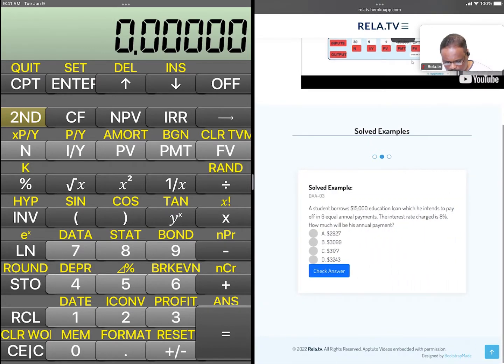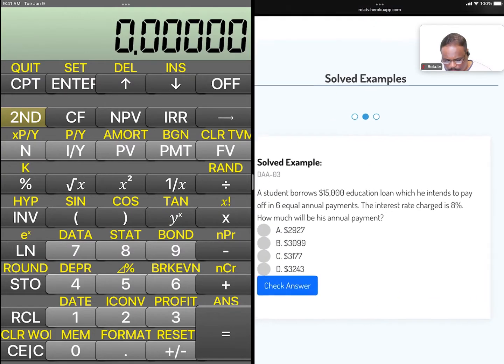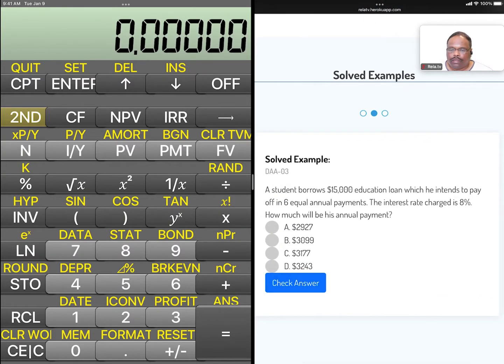Let's see some problems. If you would like to go through the problem statement, I can pause the video. You can pause the video and go through the description really quick. A student borrows a $15,000 education loan, which he intends to pay off in 6 equal annual payments. The interest rate is 8%. How much will be his annual payment?